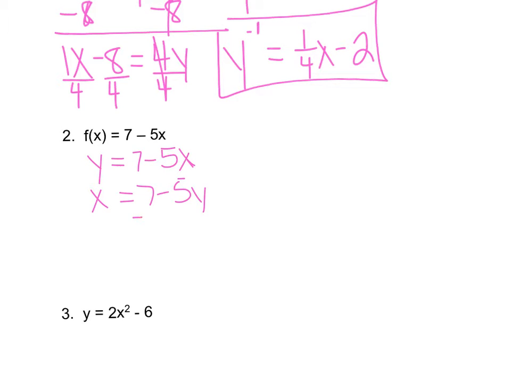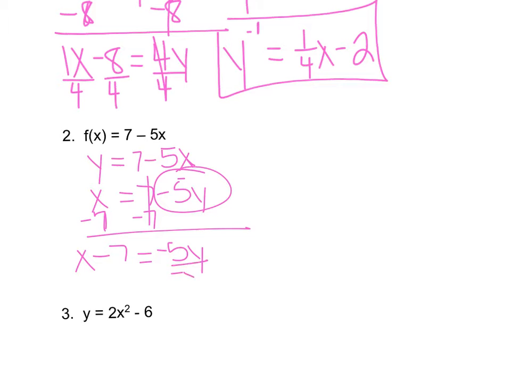And then we're going to solve for y. So I'm going to subtract 7. So we have x minus 7 equals, make sure you look at that closely, that's a -5y. And then we're dividing everything by -5. So in front of x is a 1. So we're going to have y equals -1/5 x. And then a negative divided by negative is a positive, so that's +7/5.